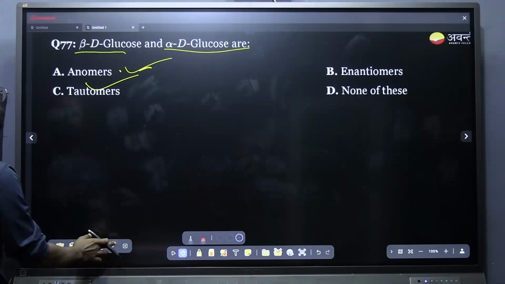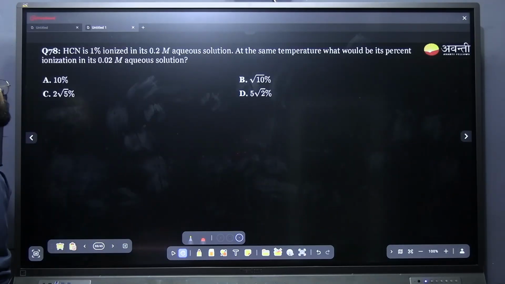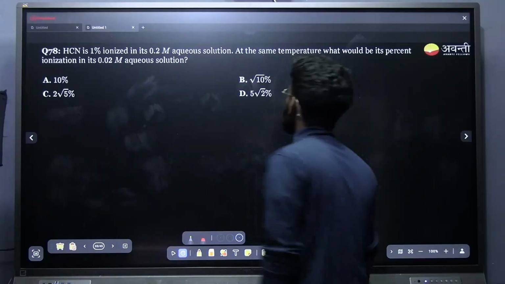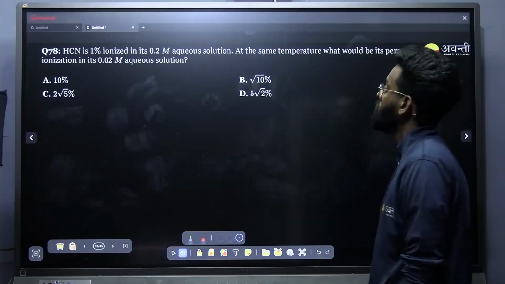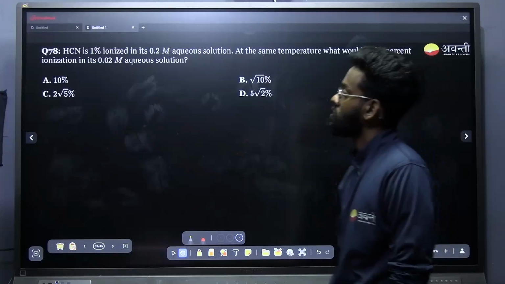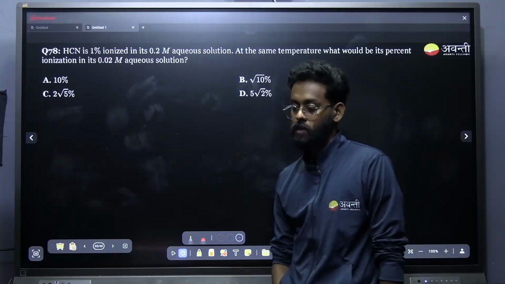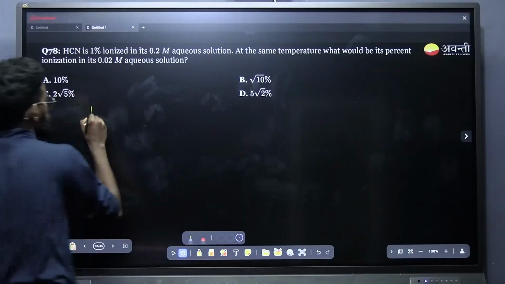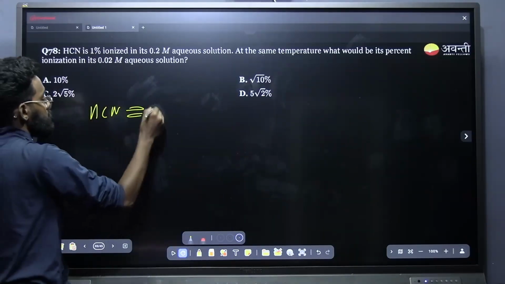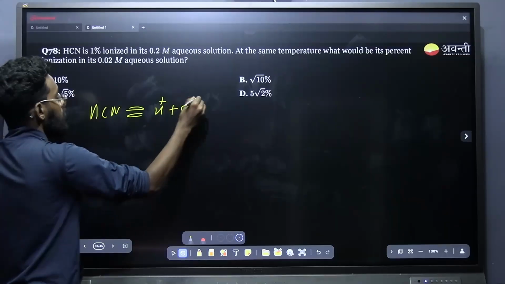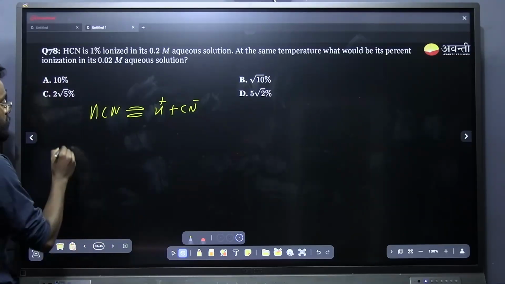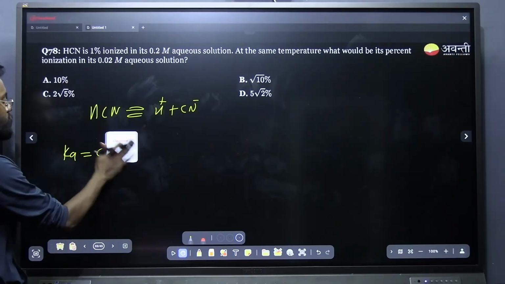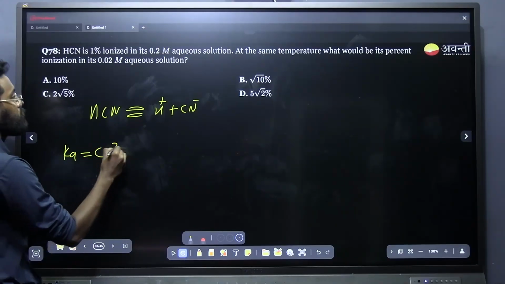Now moving to the next one. HCN is 1% ionized in its 0.2 molar aqueous solution. At the same temperature, what would be its percentage ionization in 0.02 molar solution? How can we solve this one? It is HCN, right? HCN is a weak acid, a weak electrolyte. For a weak electrolyte, we have already discussed, what is the Ka value? Ka is equal to C alpha square.